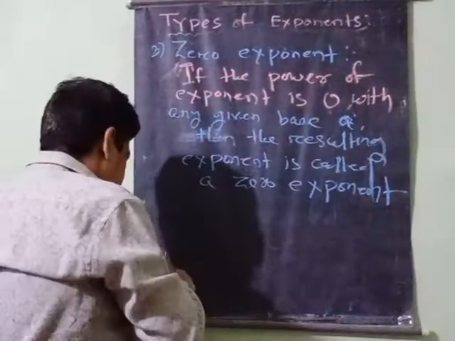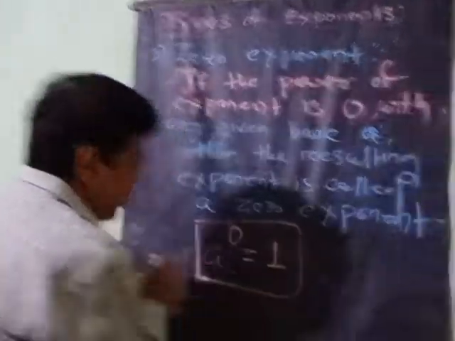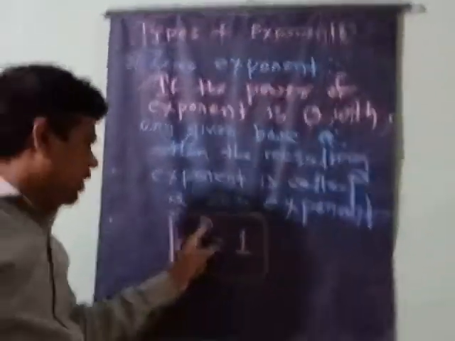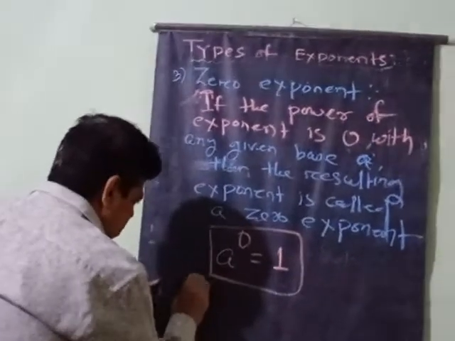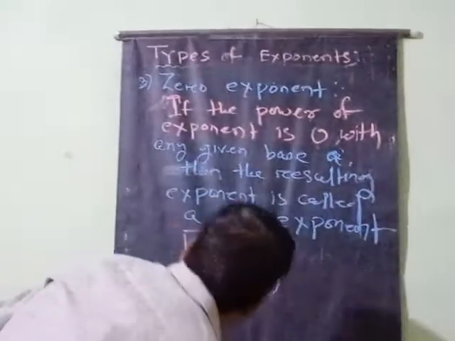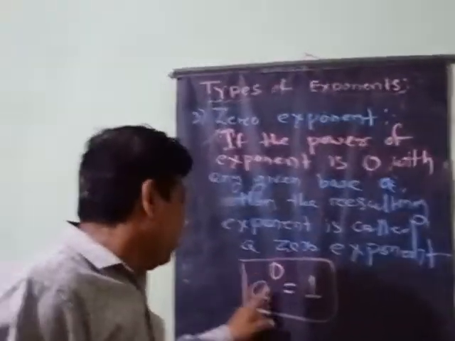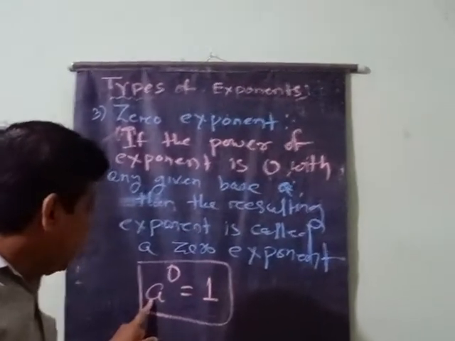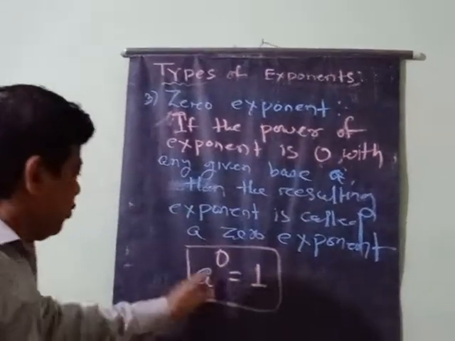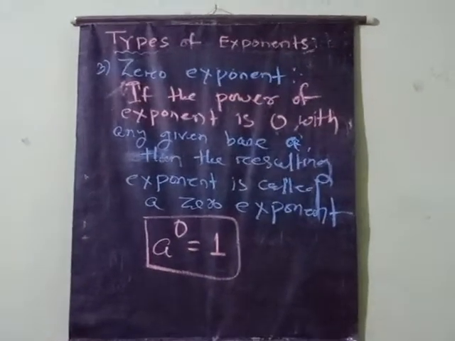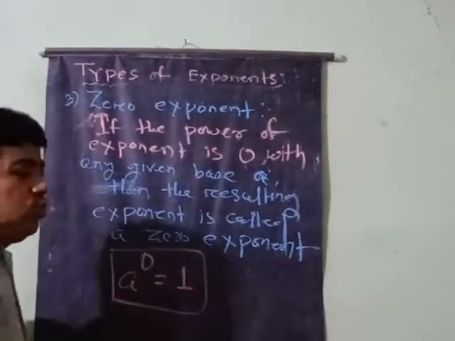I can write a to the power 0 is equal to 1, which is obtained when the base a is multiplied by 1 how many times? 0 times. Okay? A to the power 0 is equal to 1. Understand? Remember? This a to the power 0 is equal to 1 means what? A to the power 0 means that the base a is multiplied by 1, how many times? 0 times. So a to the power 0 is equal to 1. Is it clear? Regarding 0 exponent. And also you understood here a to the power 0 is equal to 1.